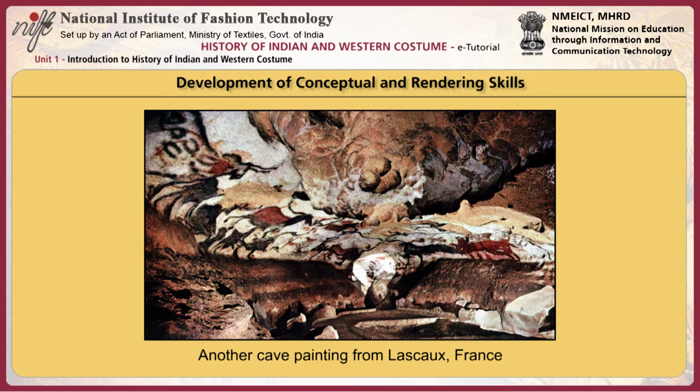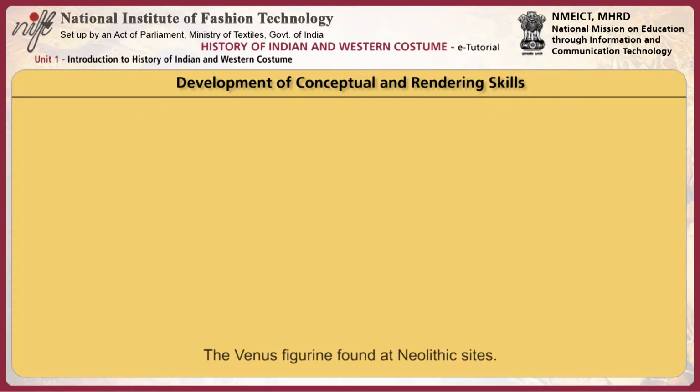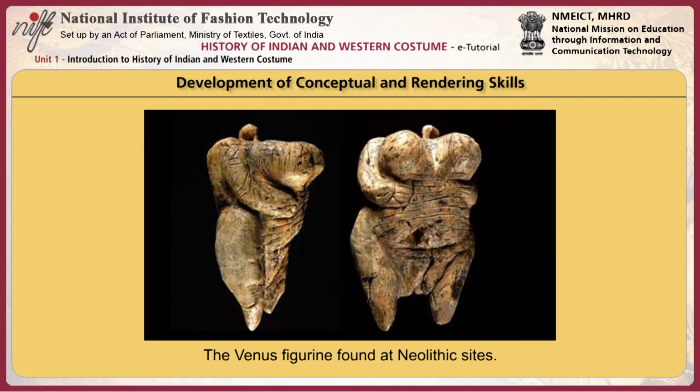Figurines of humans and animals were carved in a highly realistic style. Tools and utilitarian objects were also engraved with decorative elements. These artistic expressions may have been made for aesthetic pleasure or as part of a spiritual or magical belief. The Venus figurine found at Neolithic sites illustrates the symbol of fertility through the figure of a voluptuous woman.